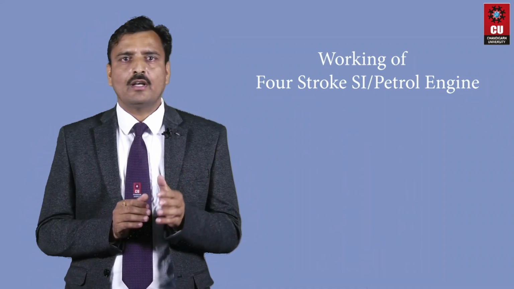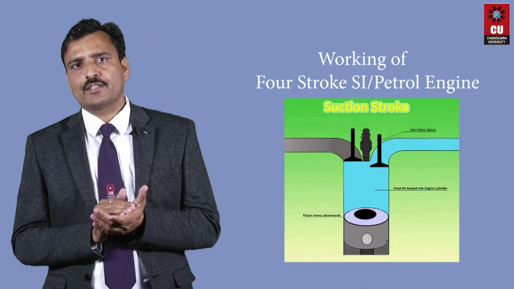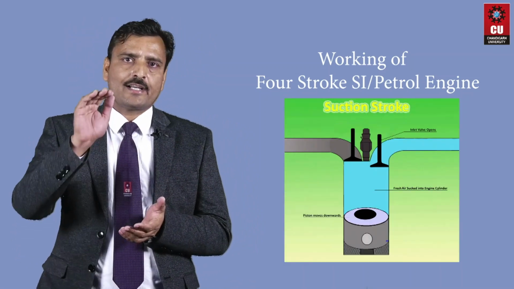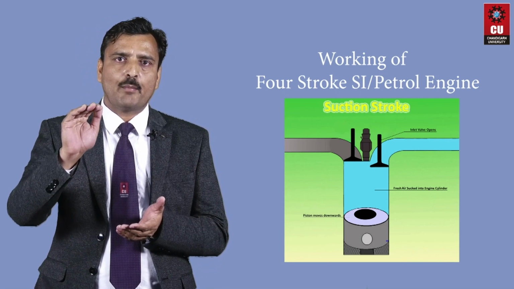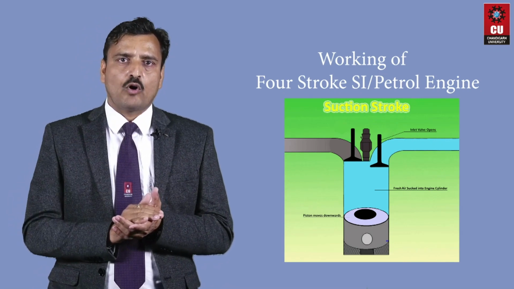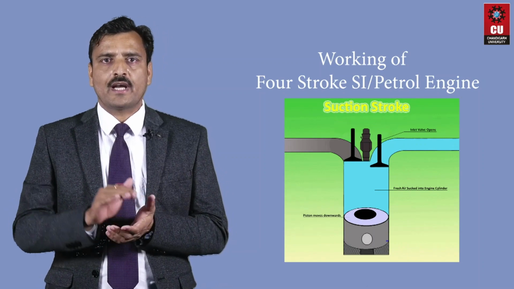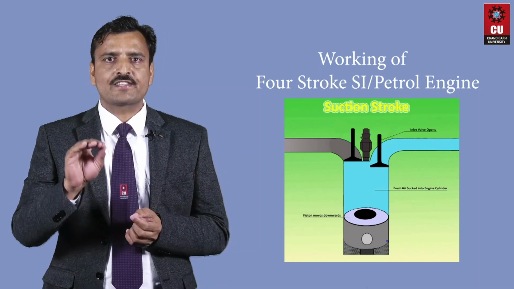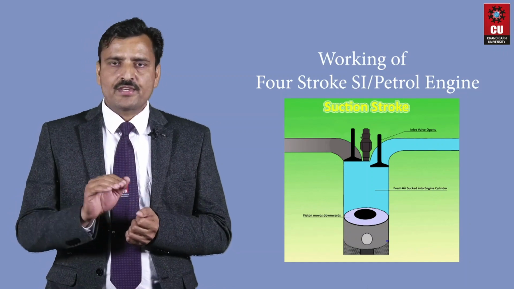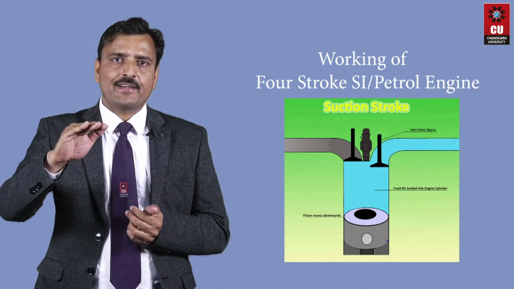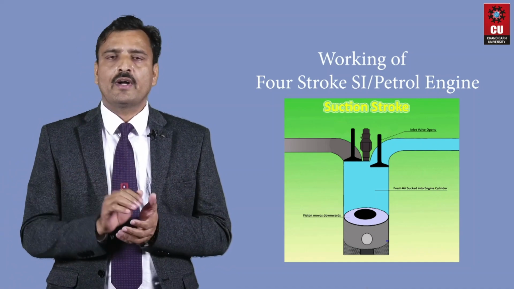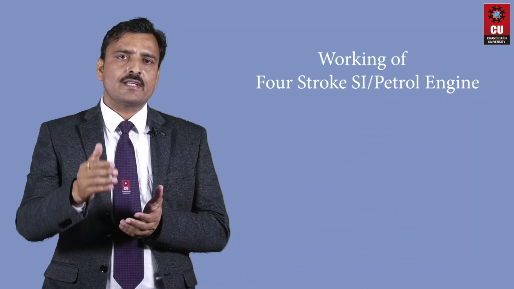So first is the suction stroke. The suction stroke starts when the piston is at the top dead center and about to move downward. The intake valve is open and the piston travels downward. This suction pulls the air fuel mixture into the cylinder. The piston moves from the top dead center to the bottom dead center and the crank rotates through 180 degrees. So the next stroke is the compression.